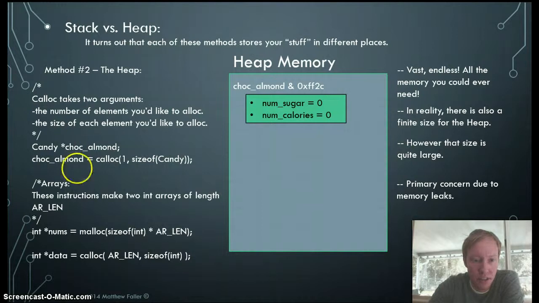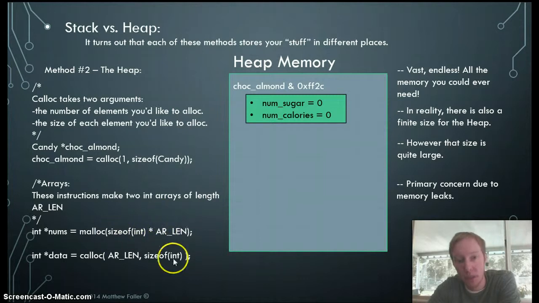So here's an example of declaring an array, and this is just an array of integers. For malloc, we do the size of an integer times how many ints we want. Size of int is 4 bytes, and then times whatever the array length is. So if array length is 100, then we'll have 4 times 100, which is 400.